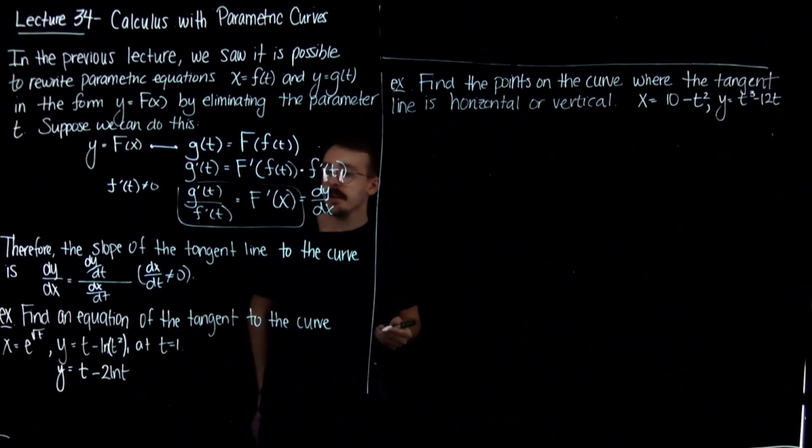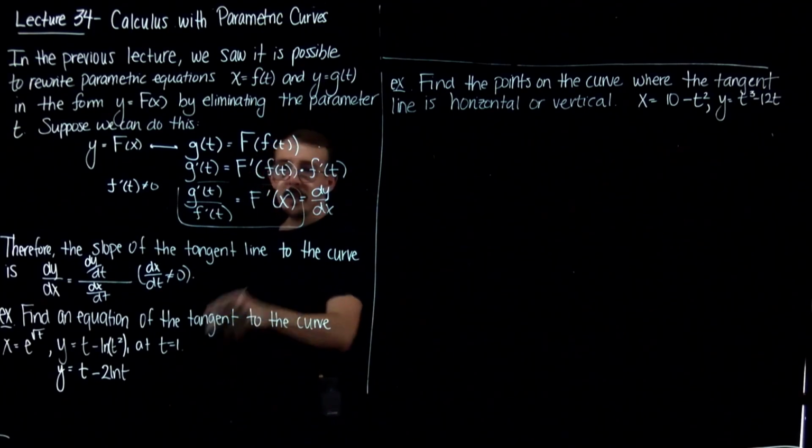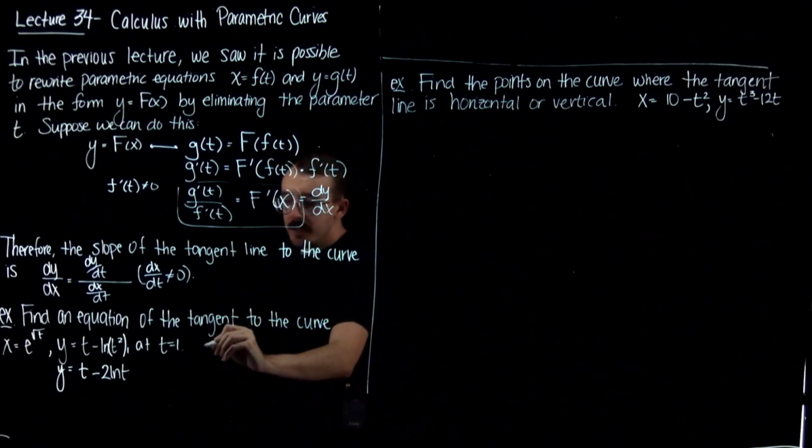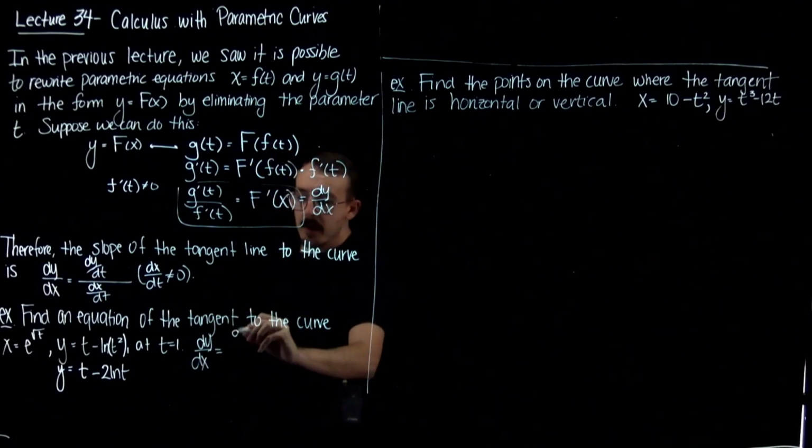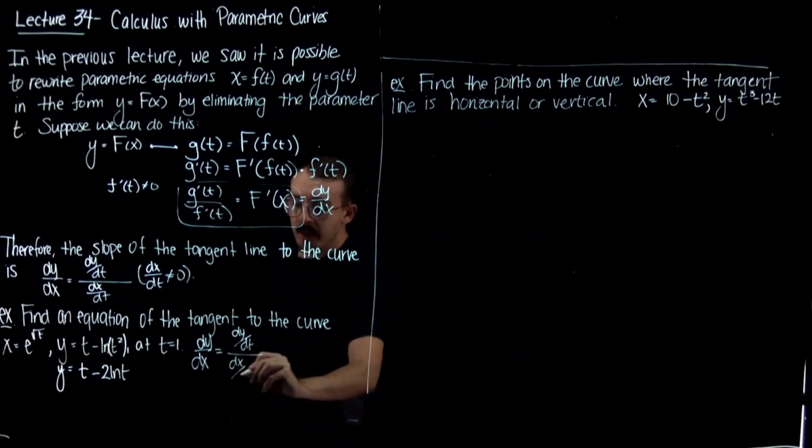All right, so let's calculate the slope first. We need the slope of the tangent line. So slope is equal to dy dx, and it's equal to dy dt over dx dt by our formula.